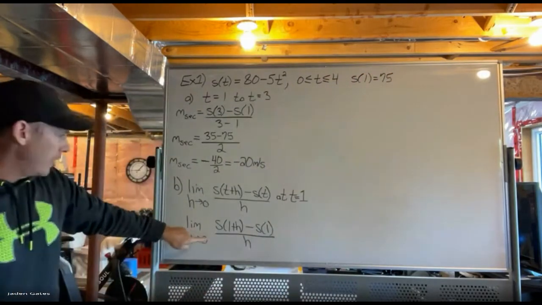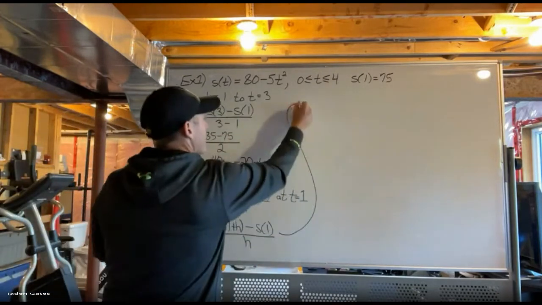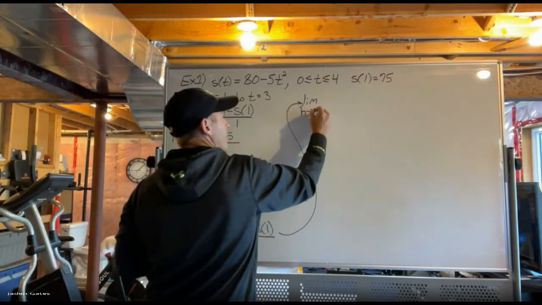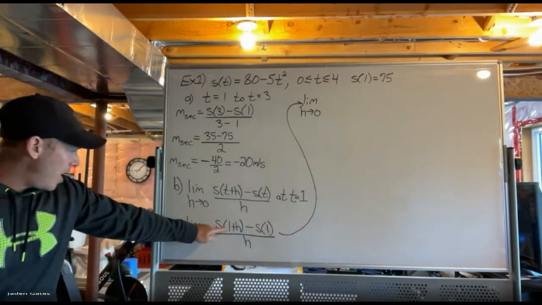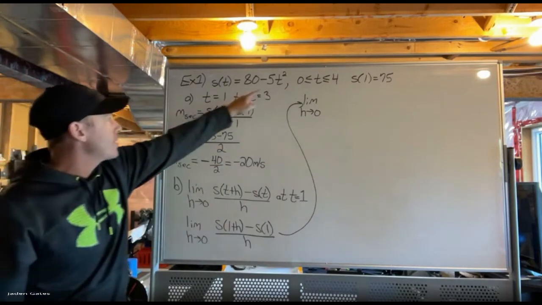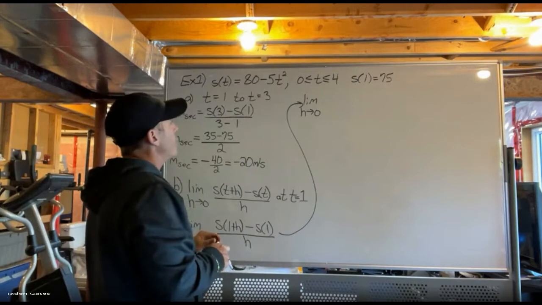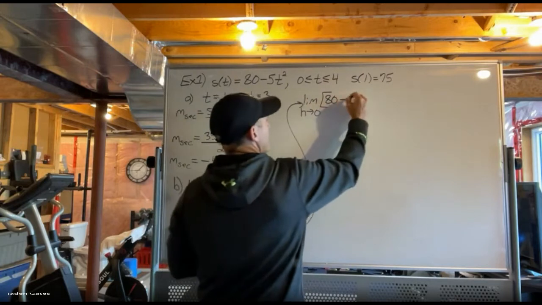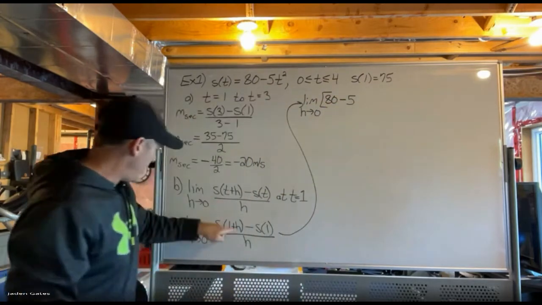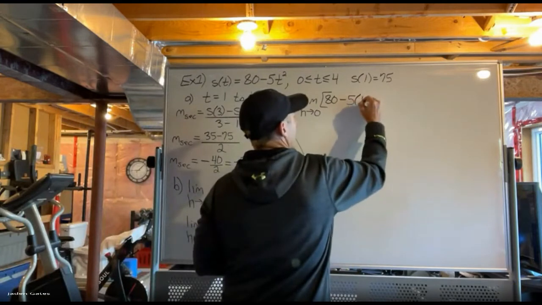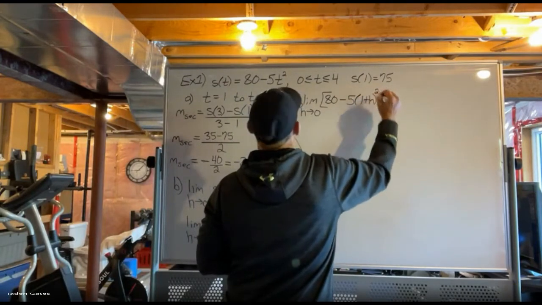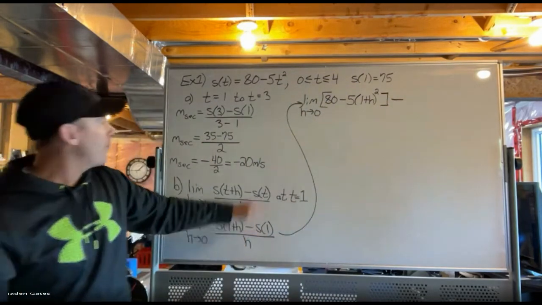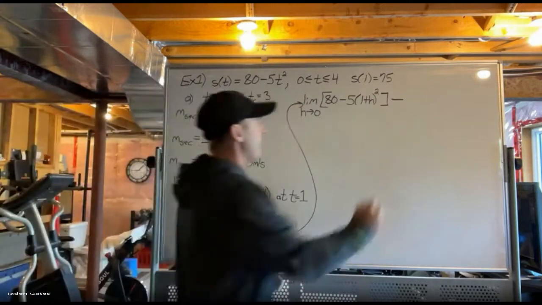All right, so again, looking here, I've got the limit as h approaches 0. Now, on the top here, I got to substitute a 1 plus h in for my t. So it's going to get messy here, all right? So I've got 80, and I'm going to put it in square brackets so I separate it, minus 5. Again, for t, I'm going to put in a 1 plus h squared, minus s of 1, which again, we had to figure out earlier, which was 75.